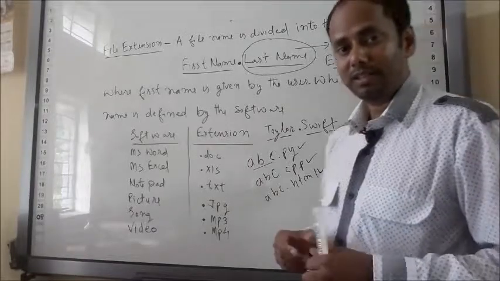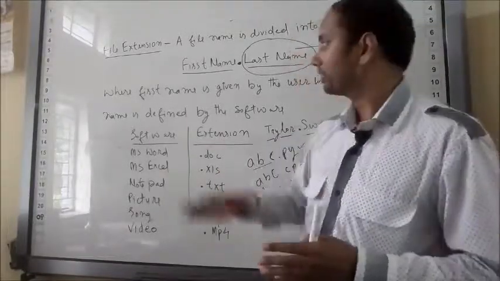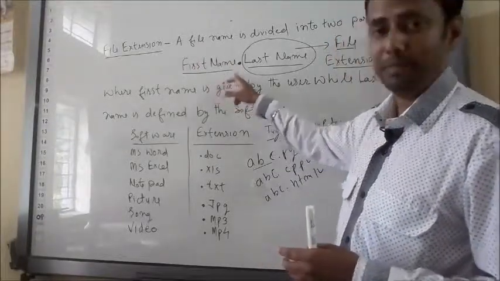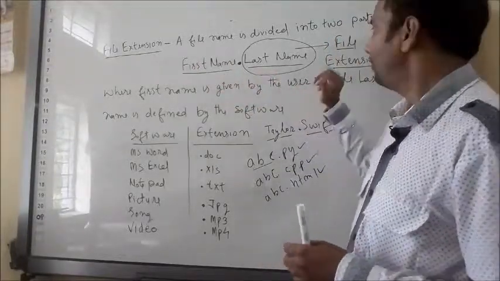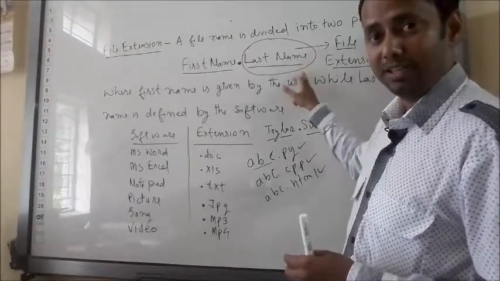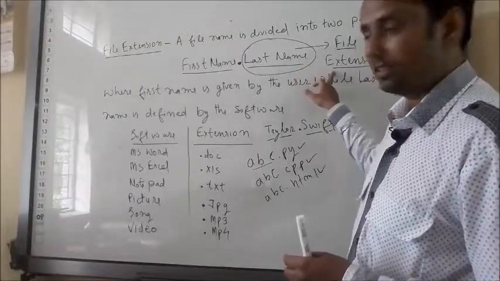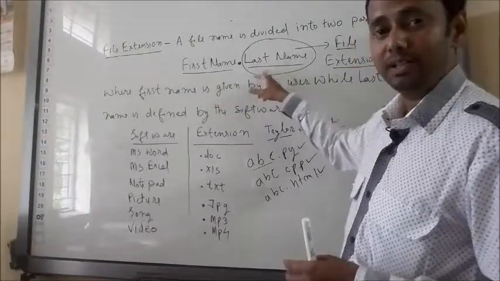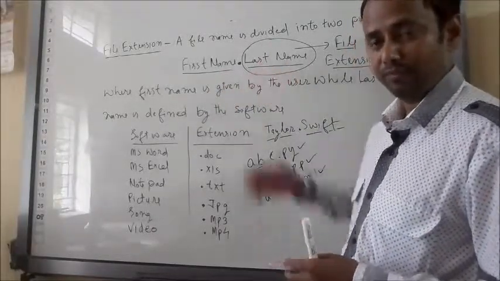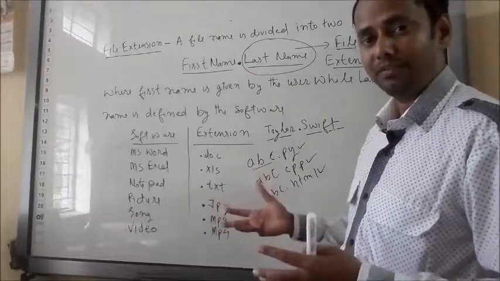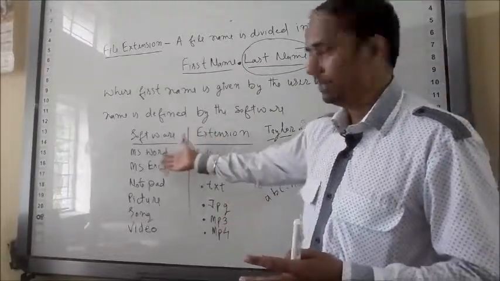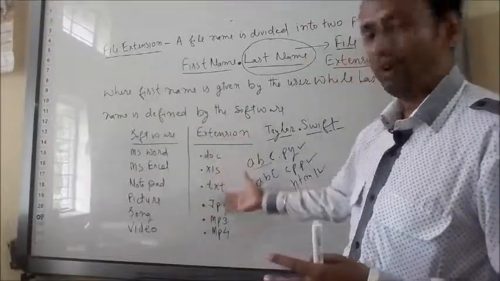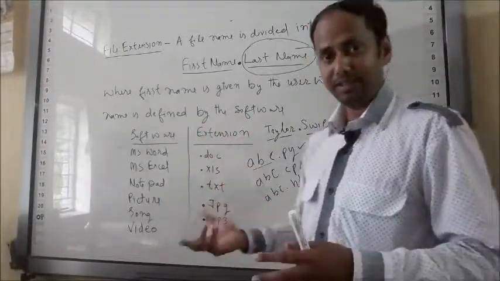Understood? So let's take a recap. A file name has two parts, first name and last name. The last name is also called your file extension. The first name is defined by the user. The last name tells about the type of the software. Many softwares have different file extensions. Like these are the software names, and these are the file extensions. I think it is clear to you.